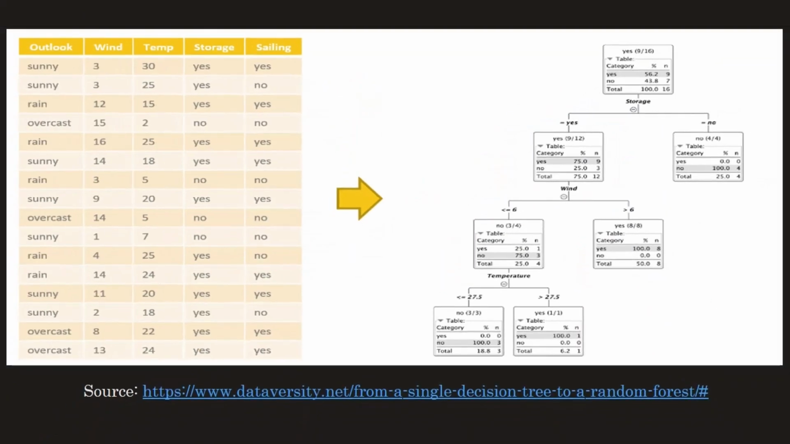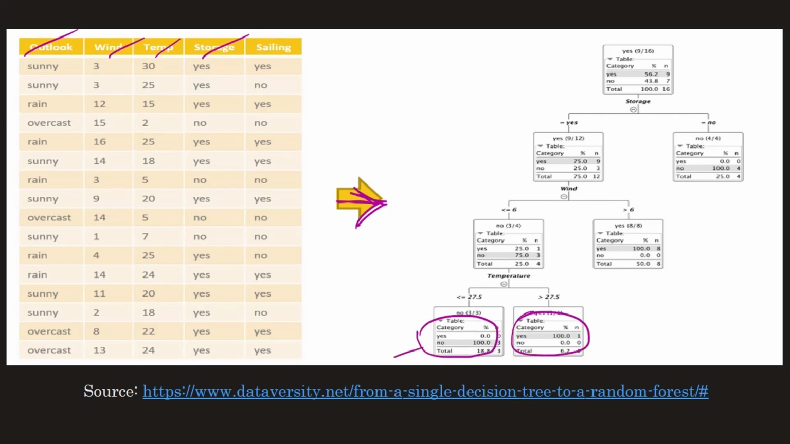We have another example where we have a mixture of categorical and continuous values. So these are the 4 features: outlook, wind, temperature, and storage. And within the target variable, we have sailing, and the categories are yes or no. Outlook and storage are the categorical features, wind and temperature are the continuous values. And feel free to have a look at this tree or this algorithm to understand how we finally come up with yes or no values.